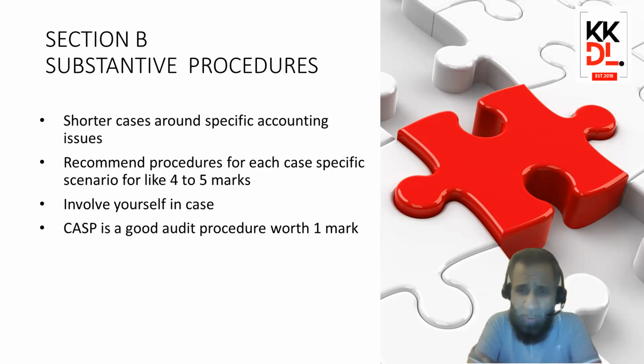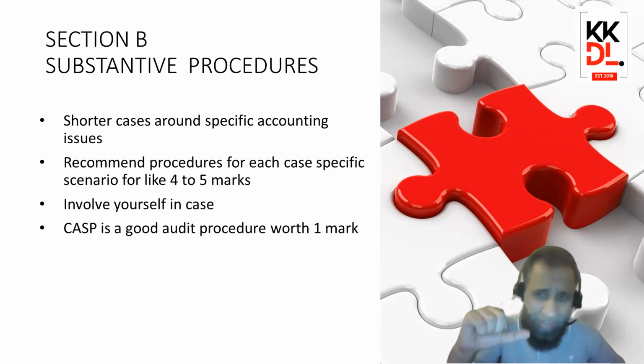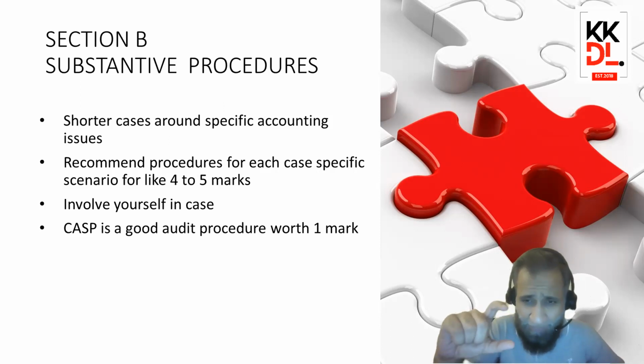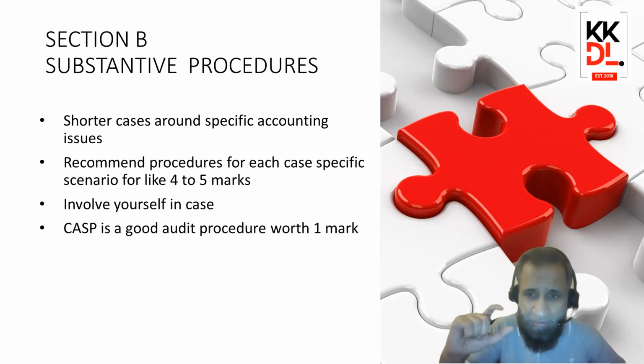Even in the mock exam for June 23, there were so many shorter scenarios given for substantive procedures, asking for share capital for the scenario given. The examiner might give you a short scenario for property, plant, and equipment, and for that scenario might ask you to recommend substantive procedures, 4 marks. The examiner might give you a short scenario for an insurance claim, just like the mock exam, and can ask you to make 5 procedures on the insurance claim.